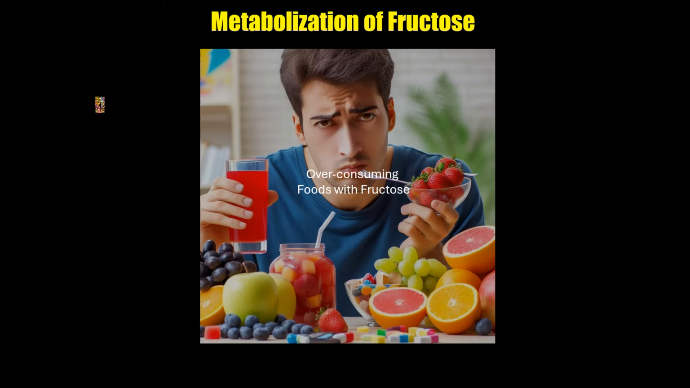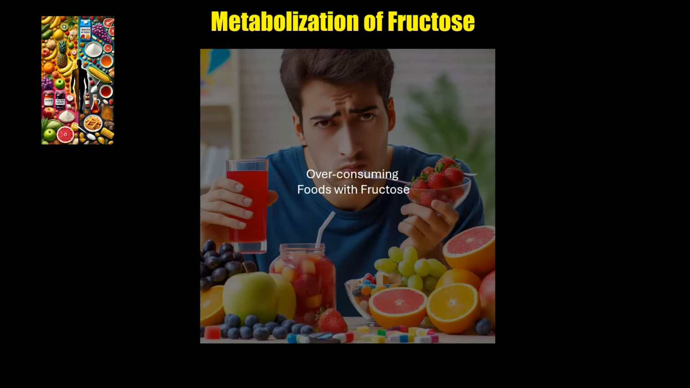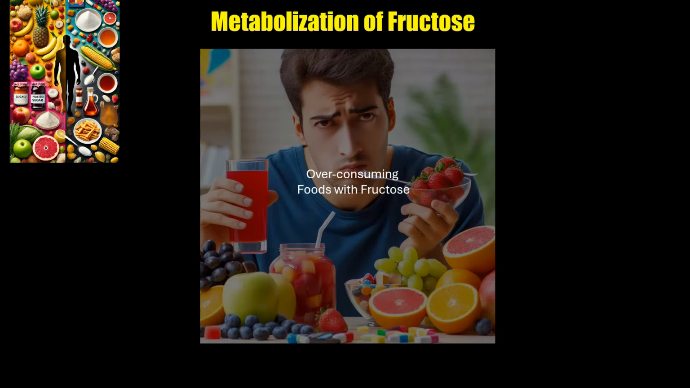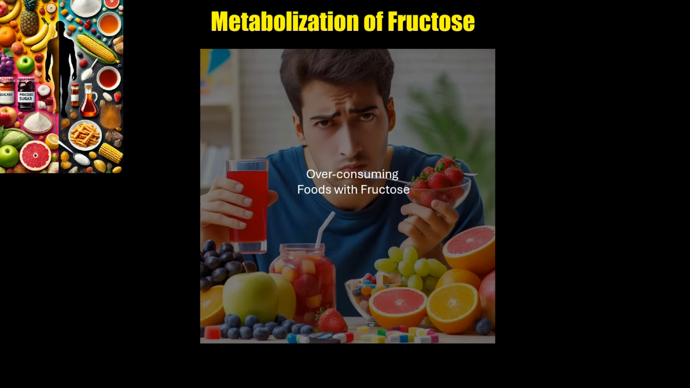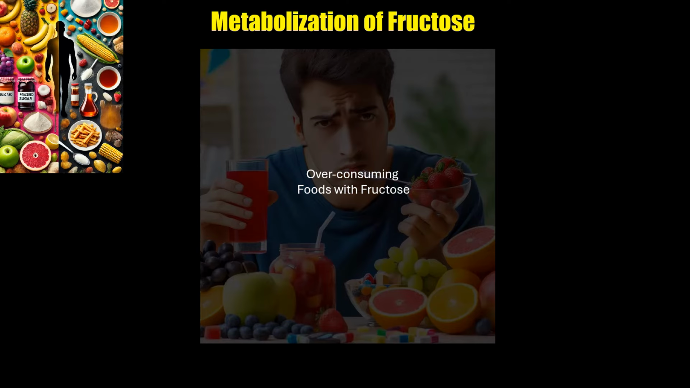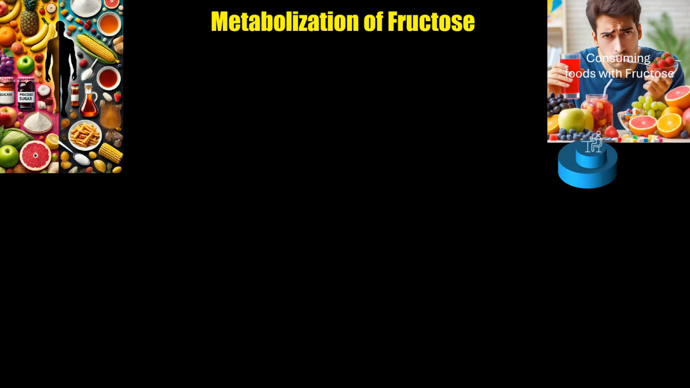So let us look at the process by which fructose is metabolized. Fructose is a sugar molecule found in carbohydrates, that is grains, starches, and sugars, also in fruits and vegetables. The metabolization of fructose happens in the liver. So after consuming carbohydrates, as we know, they are broken down into glucose and fructose. We have already discussed the metabolization of glucose. Let us now see how fructose is metabolized.